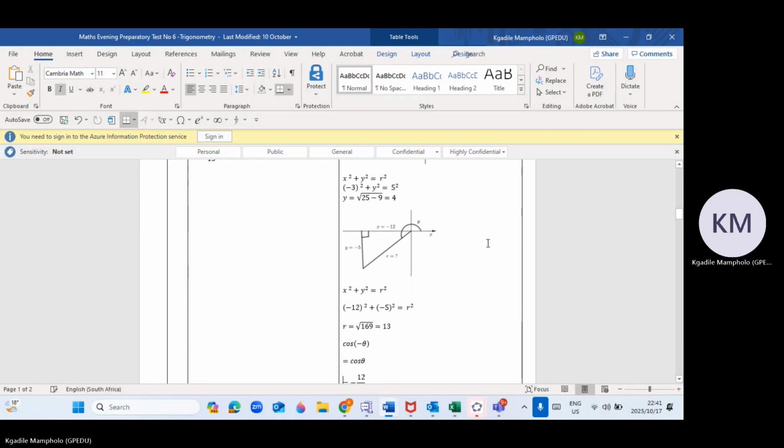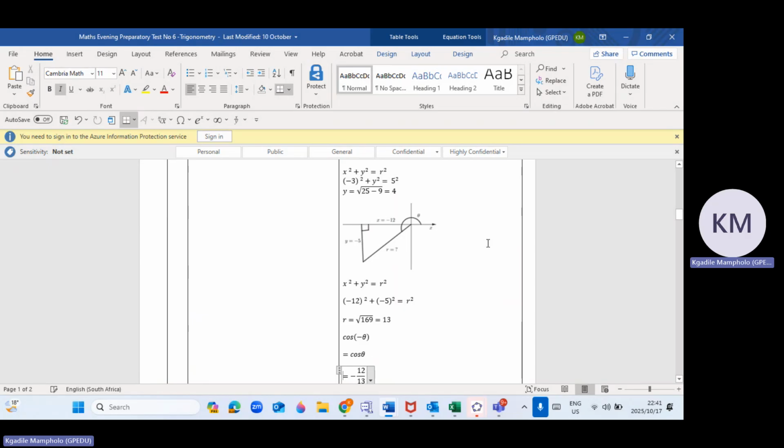And remember, as I said, r can never be negative. It doesn't matter whether it's in the second quadrant or where. R can never be negative. Only x and y can be negative. Remember, on the left-hand side of the y-axis, x will be negative. Below the x-axis, y will be negative. But r can never be negative.